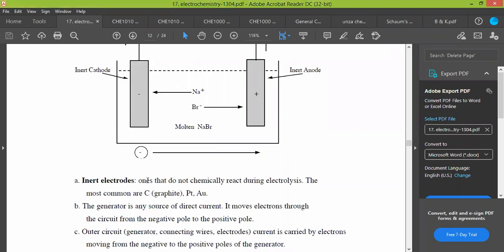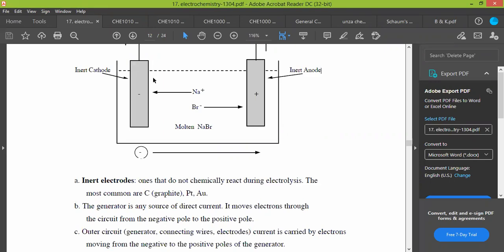So the inert electrodes, ones that do not chemically react during electrolysis, the most common is graphite, carbon, platinum, or gold. So these are the three that you're going to be looking at most of the times. These are the three options you have to choose from.